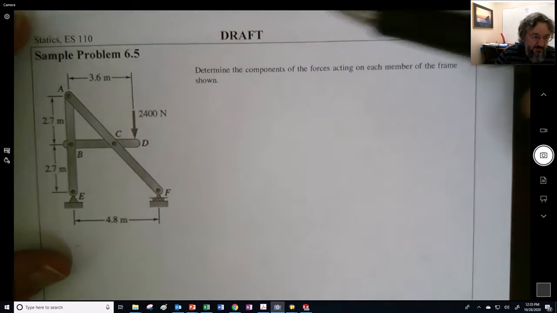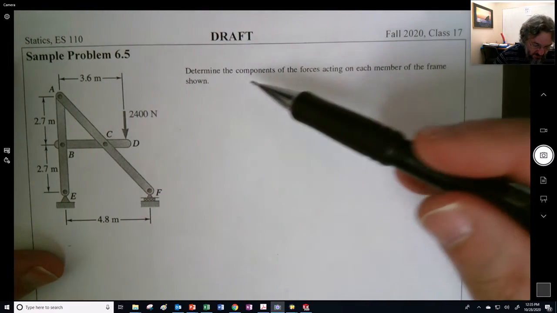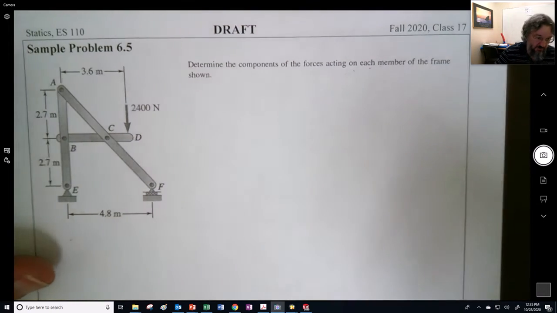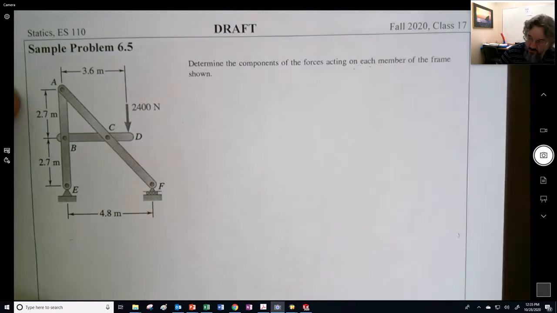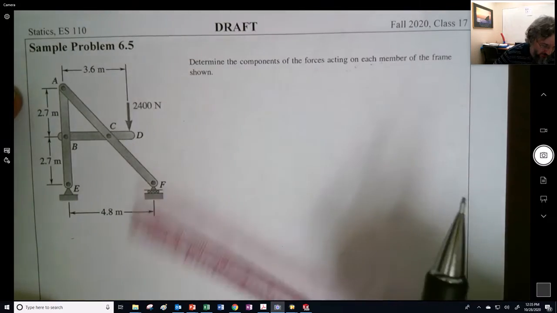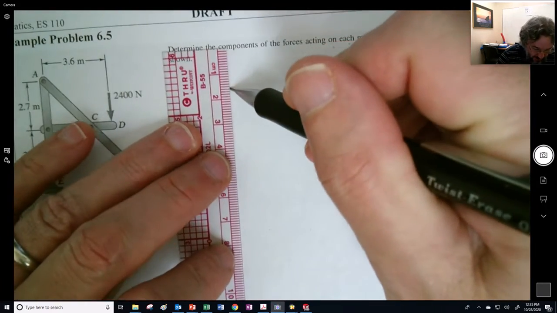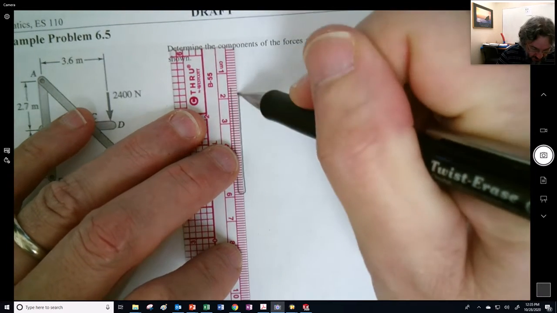But anyway, this is sample problem 6.5, and what we want to do is determine the components of the forces acting on each member of the frame shown, and I think this thing looks like one of those folding chairs. So let's figure out the big FBD of the whole thing, right? And so we draw this thing again.